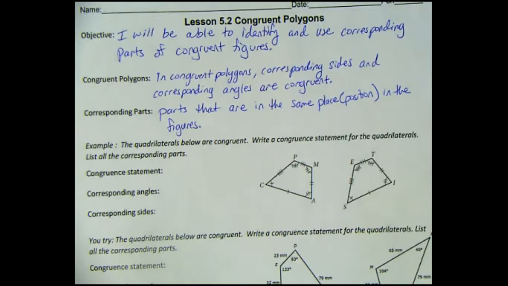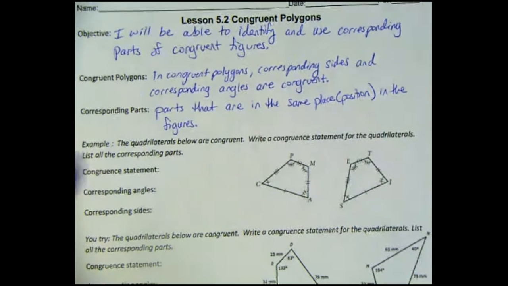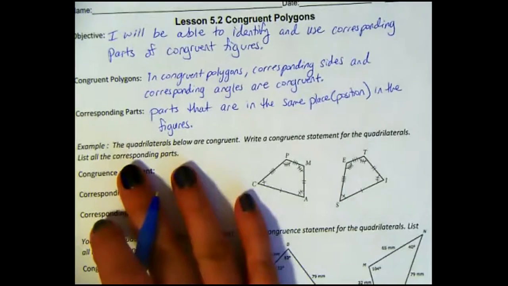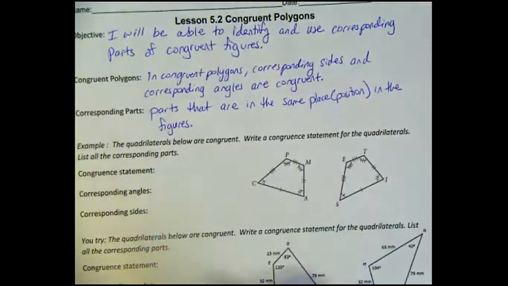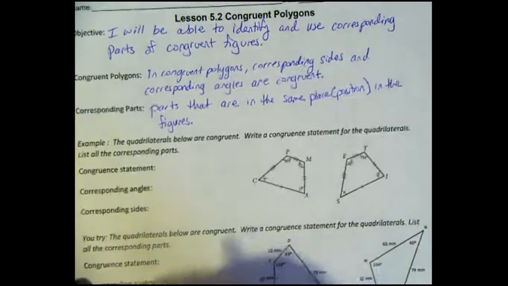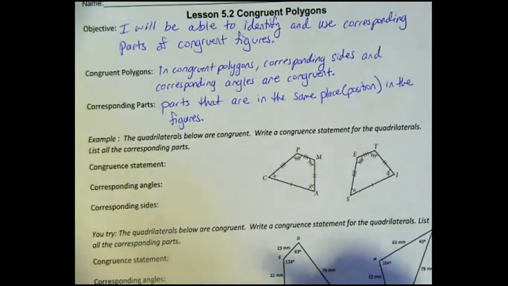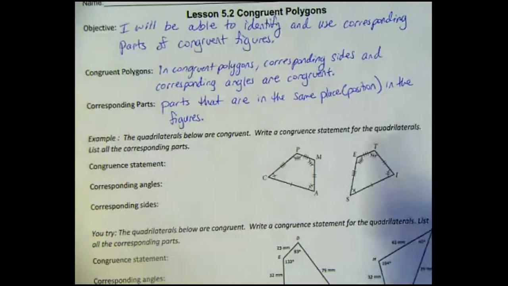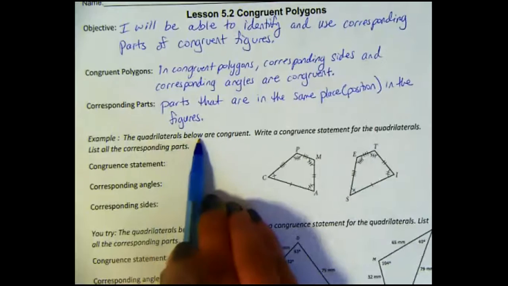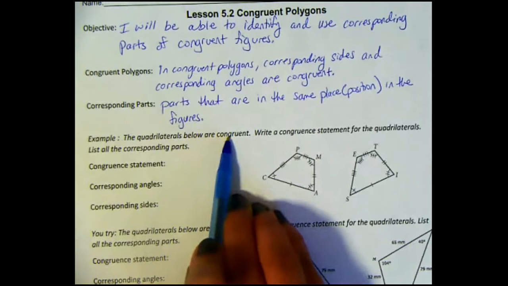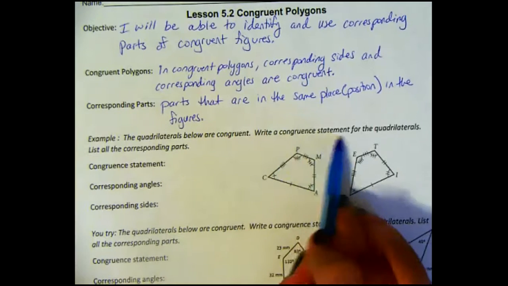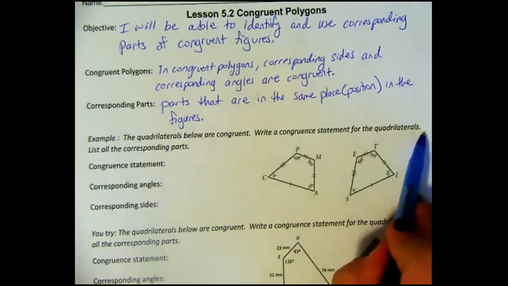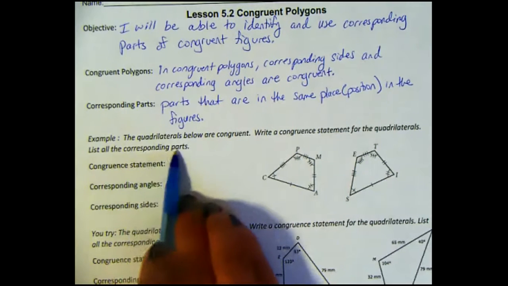Okay, so let's talk about corresponding parts in figures. When we see the names of corresponding parts, we want to make sure that we are matching up the corresponding angles when we write the names. So for example here, the quadrilaterals below are congruent. Write a congruent statement for the quadrilaterals. And then we're going to list all the corresponding parts.